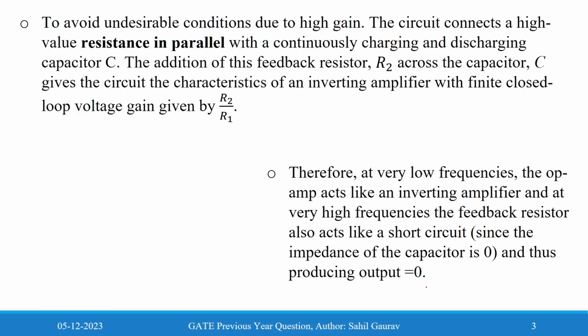So what is the possible solution to avoid this undesirable condition? To avoid undesirable conditions due to high gain, the circuit connects a high value resistance in parallel with the continuously charging and discharging capacitor C. The addition of this feedback resistor R2 across the capacitor C gives the circuit the characteristics of an inverting amplifier with finite closed loop voltage gain given by R2 divided by R1.